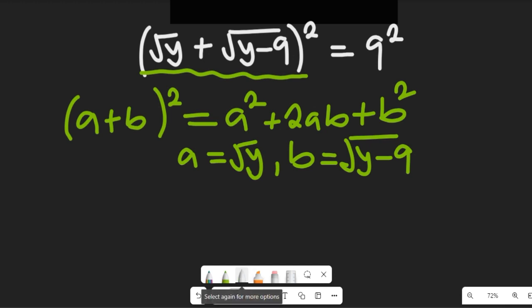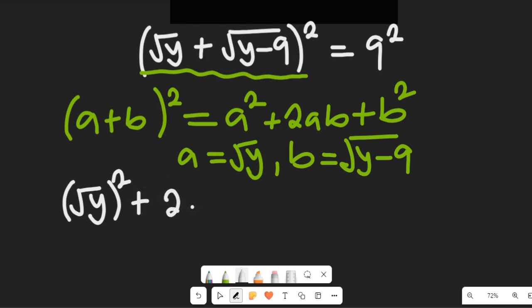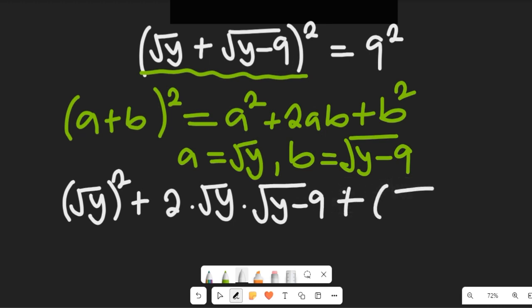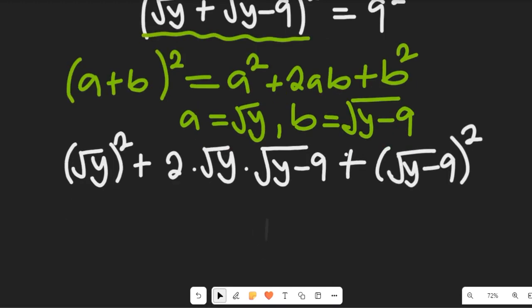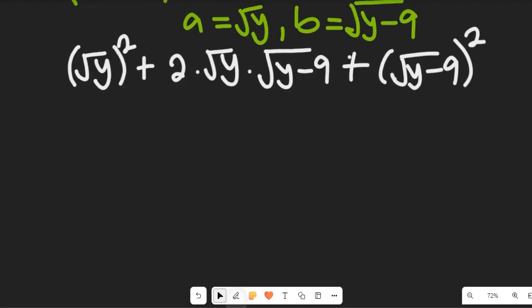From here, you will see that we'll have the square root of y, which is a, plus 2 multiplied by the square root of y and multiplied by the square root of y minus 9, and this will be plus the square root of y minus 9 all squared. Great. So in the second stage, let's simplify this.